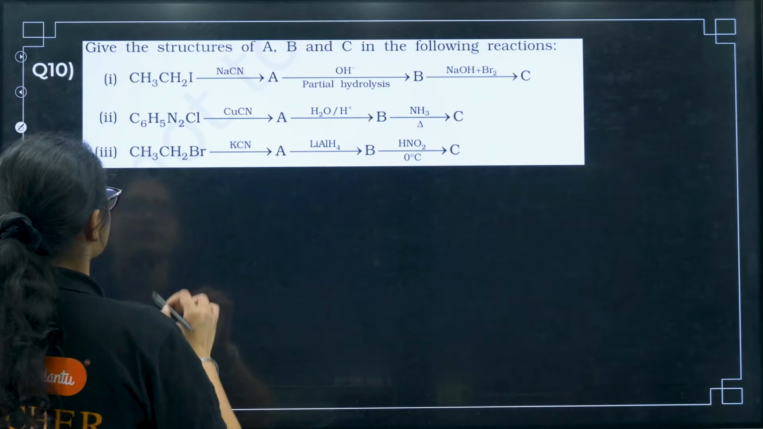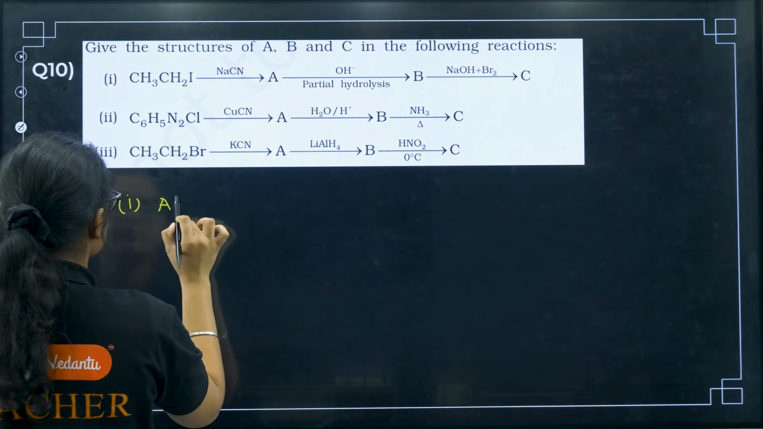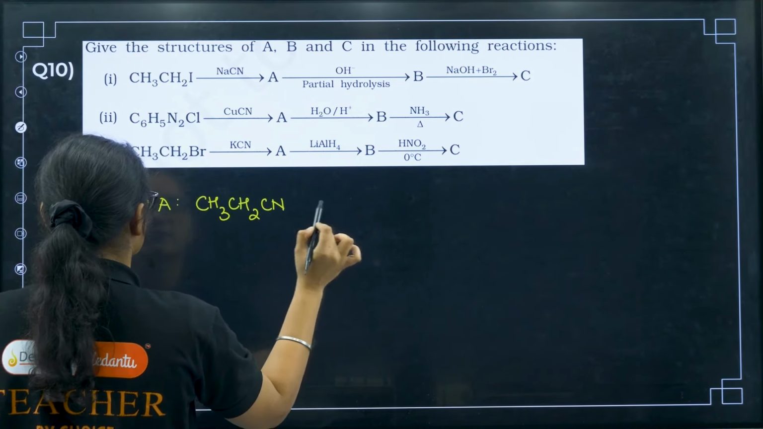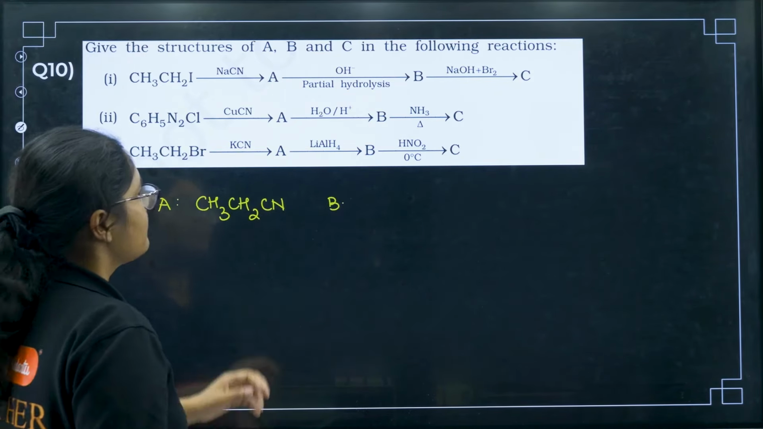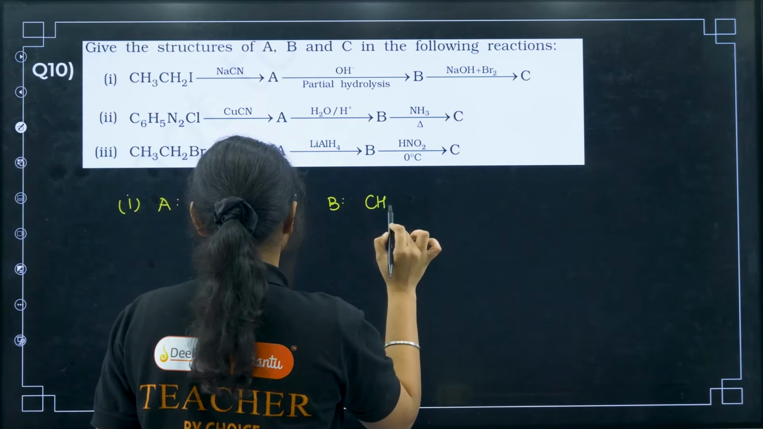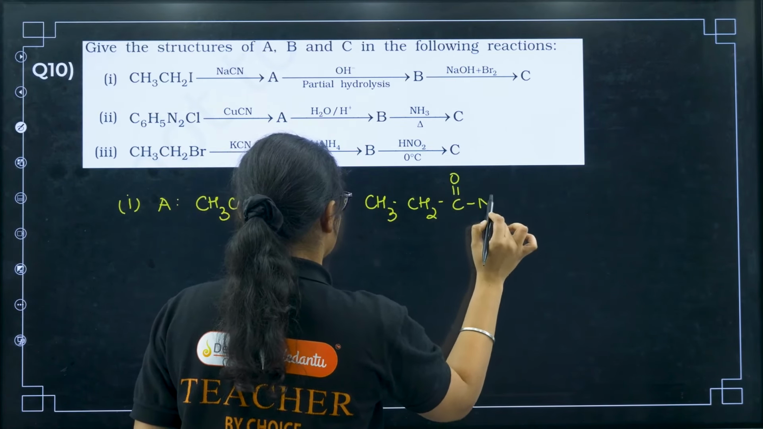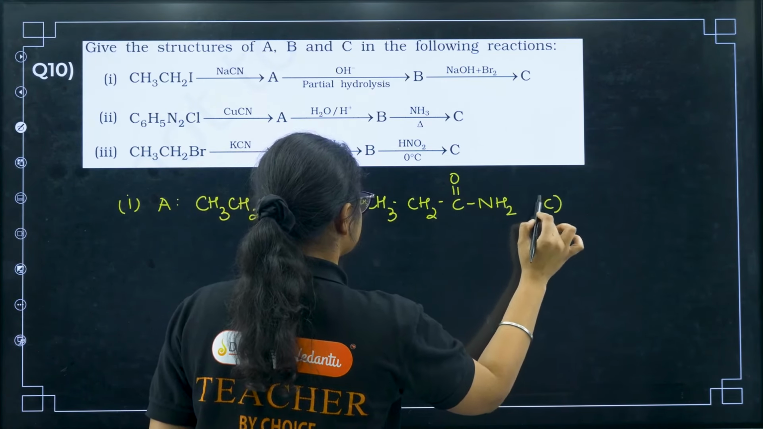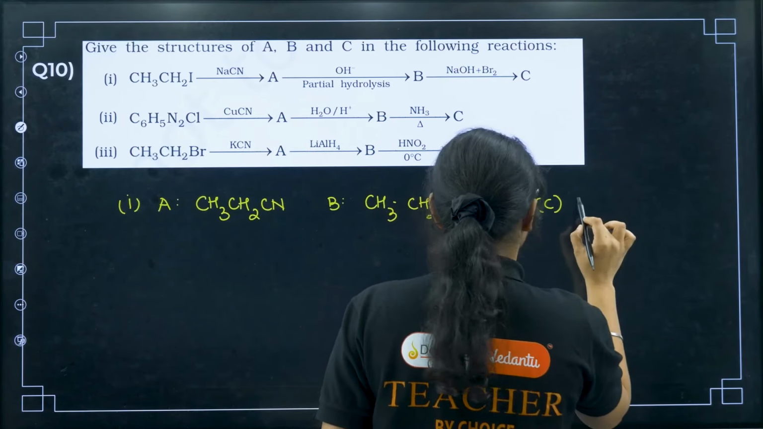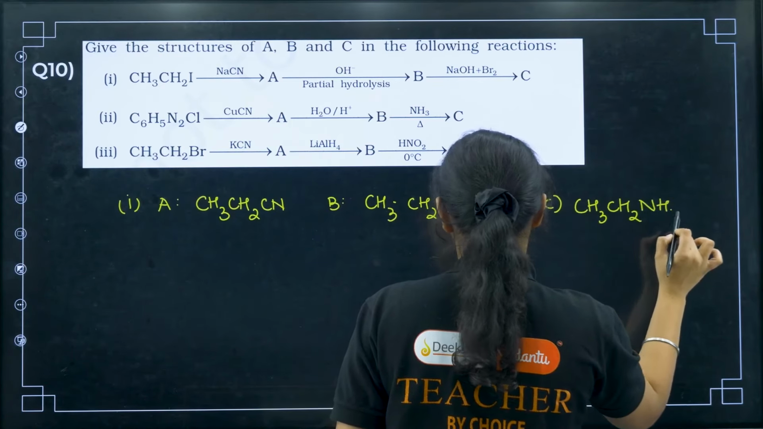So we see the first question. First, CH3CH2I with NaCN. So what will it give you? It will give you CH3CH2CN. Okay. Next, B, if you see, partial hydrolysis will convert this to amide. So what will I get here? CH3CH2CONH2. Okay. Next, C: NaOH and Br2 will remove this CO group, and we have CH3CH2NH2.